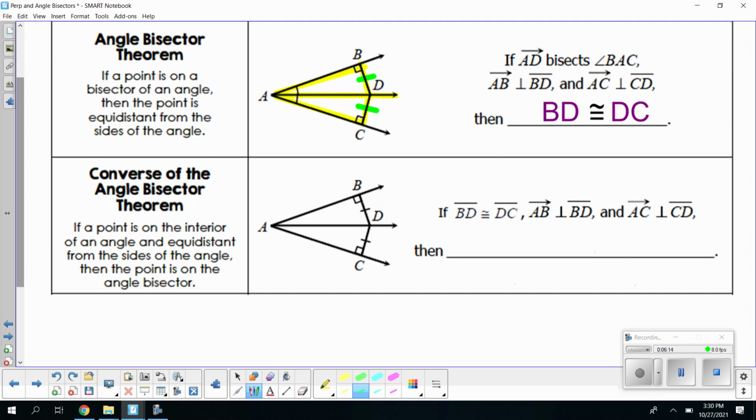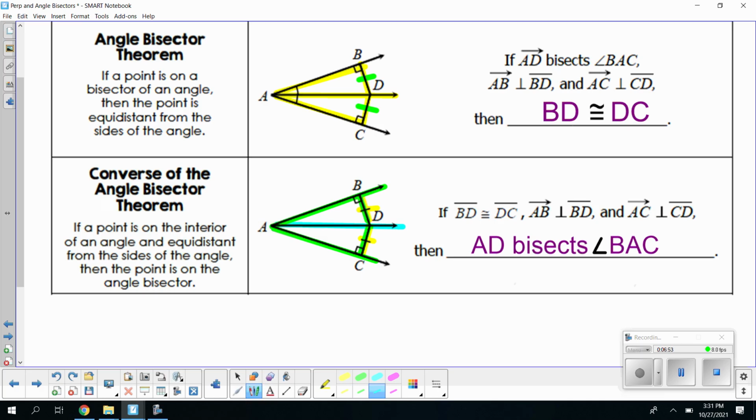The converse of the angle bisector theorem states that if a point is on the interior of an angle and equal distance from the sides of the angle, then the point is on the angle bisector. So if BD is equal to DC and AB is perpendicular to BD and AC is also perpendicular to CD, then AD bisects BAC.